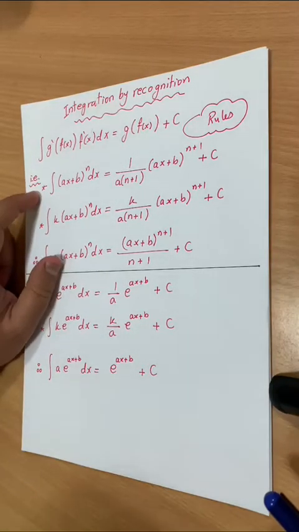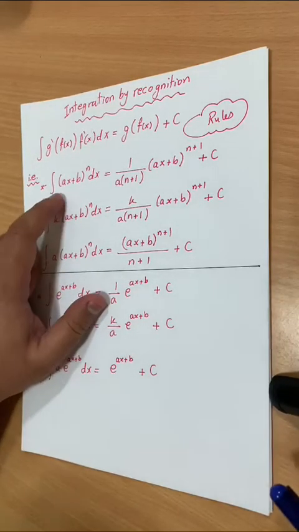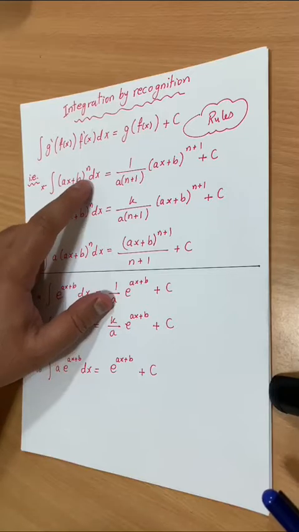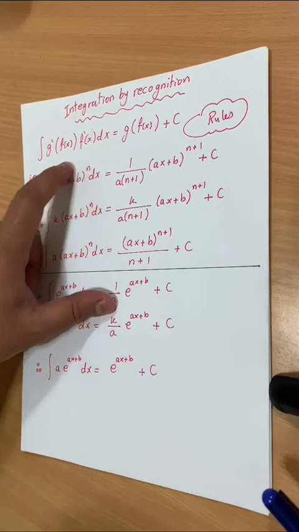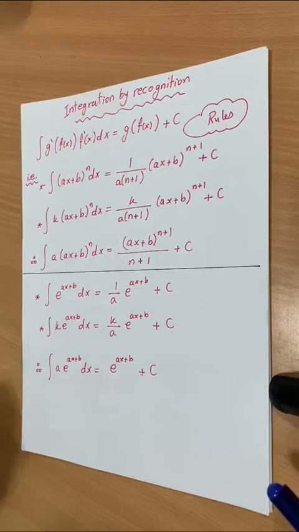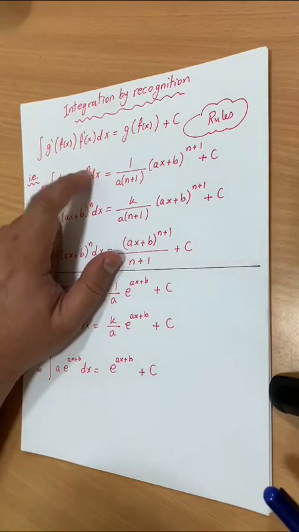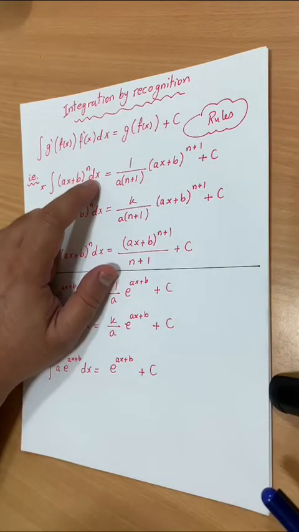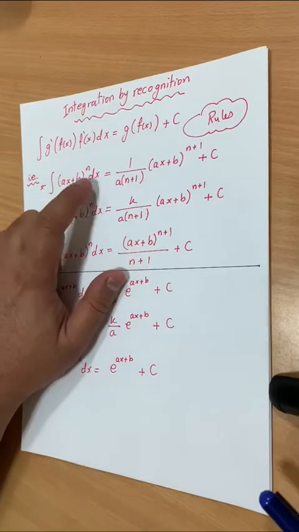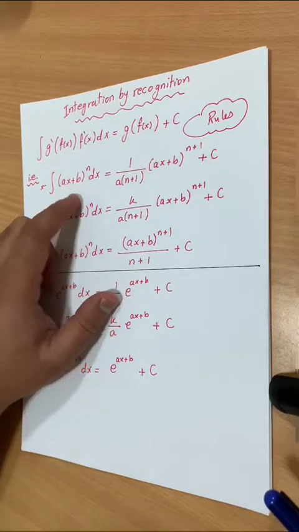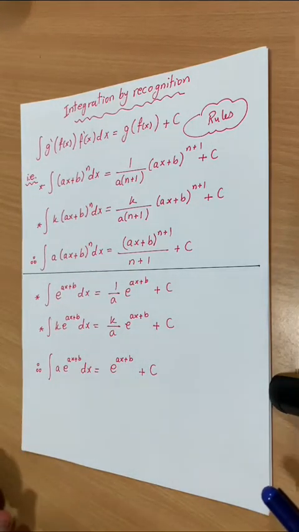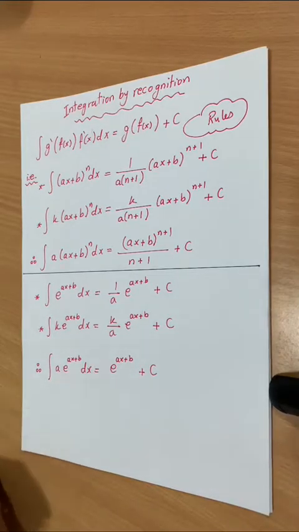Okay, for example, integration of (ax plus b) power of n dx. If you have any powered function in differentiation, we reduce the power by 1, and then you multiply by the new power, then multiply by the derivative of what you have inside the expression. Now, in integration, we're going to do the opposite.